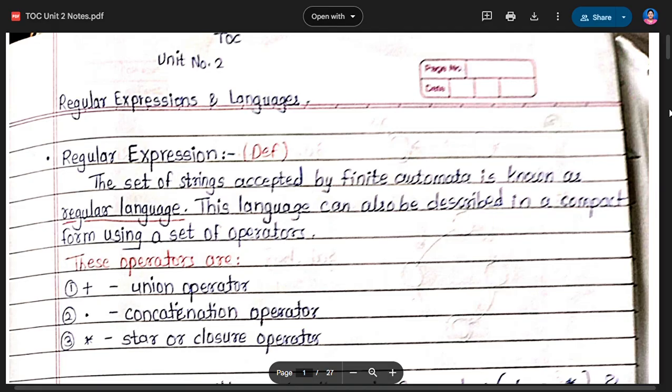Number 2 for the subject Theory of Computation. That's regular expressions and languages. So the first point is the regular expression and its definition.